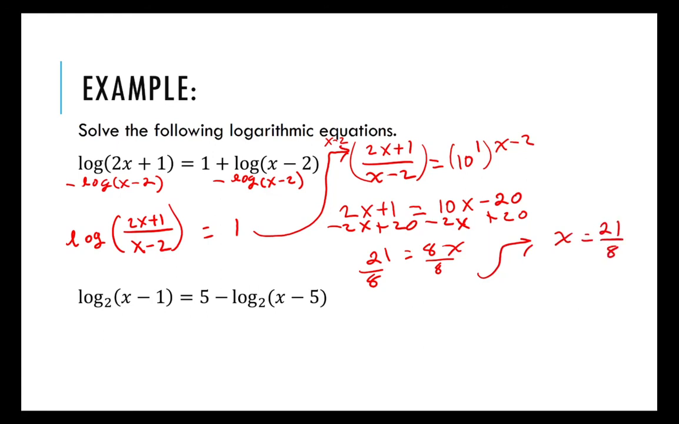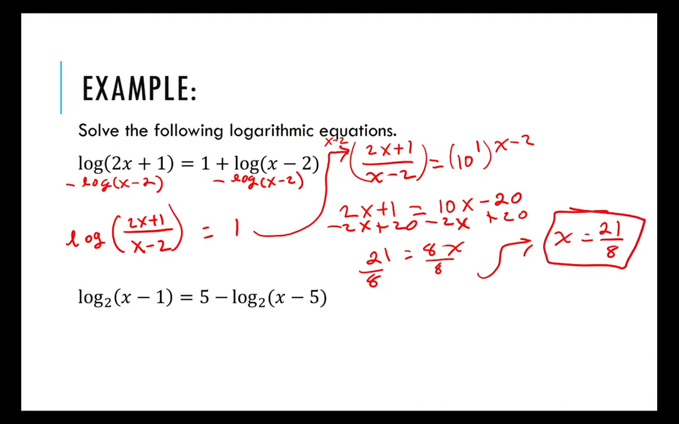That won't reduce, but now we have to check and make sure that it works as arguments. So 21 eighths times 2, that's positive, plus 1 is positive, that's fine. 21 eighths minus 2, well, that's still positive, so we're perfectly fine. 21 eighths is our solution.